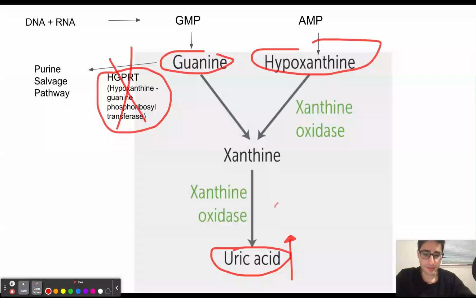They're going to be experiencing mental retardation as well as self-mutilating behavior. And all this is caused by these high levels of uric acid, because the enzyme HGPRT is deficient, so we're not going to be able to salvage the guanine and hypoxanthine. As a result, guanine and hypoxanthine are going to be converted into uric acid instead.